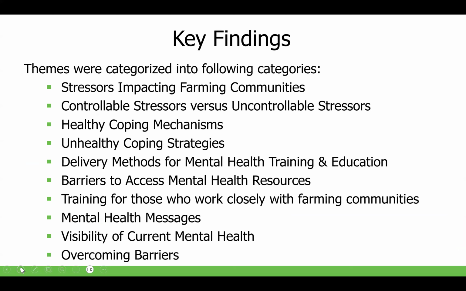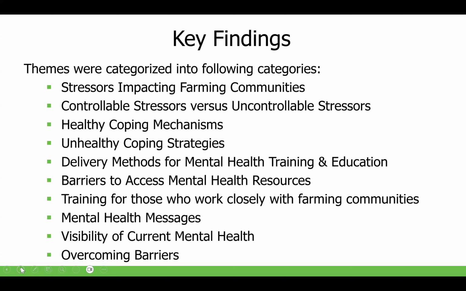So themes are categorized into the following categories. We had categories that we put these themes into, including the stressors impacting farmer communities. Again, that was one of our objectives, so this was really crucial for us to get this information as well. And those controllable stressors versus uncontrollable stressors. We were curious to find out what stressors they felt were able to be controlled and which ones were not. Also looking at coping mechanisms and strategies, and looking at the healthy versus unhealthy ones.